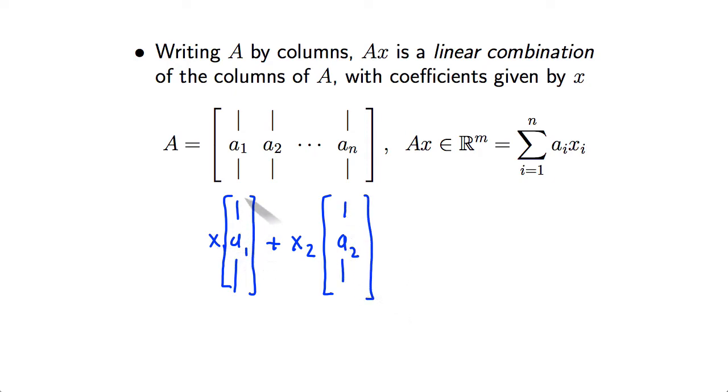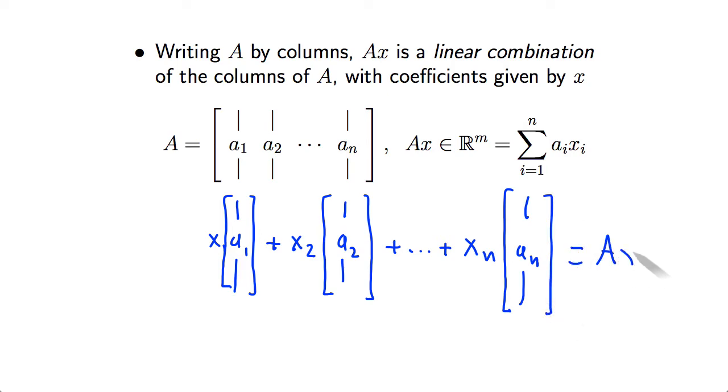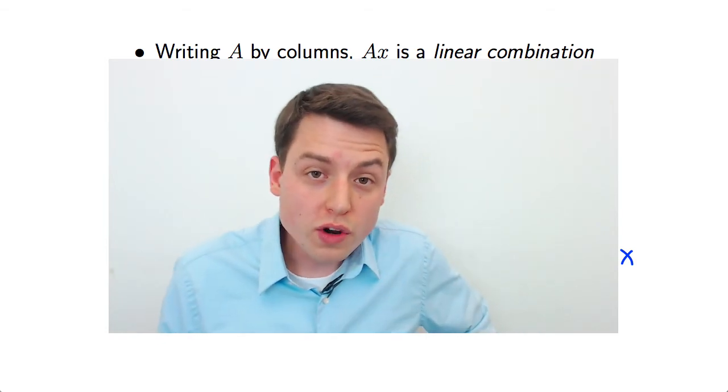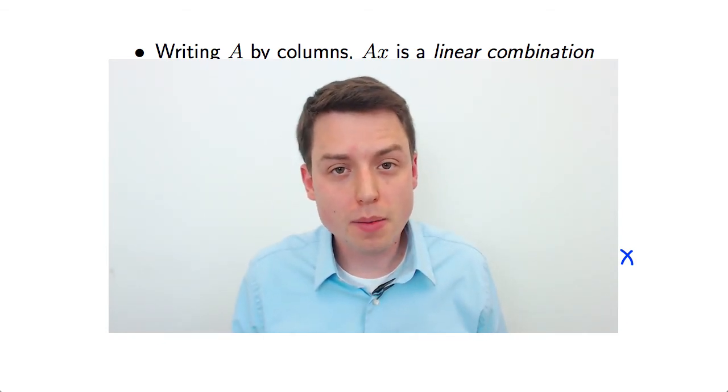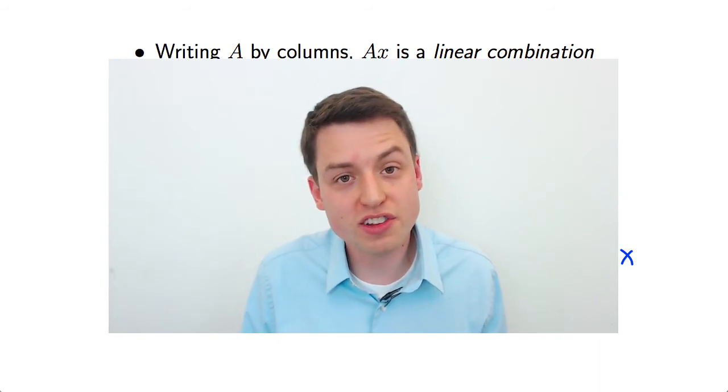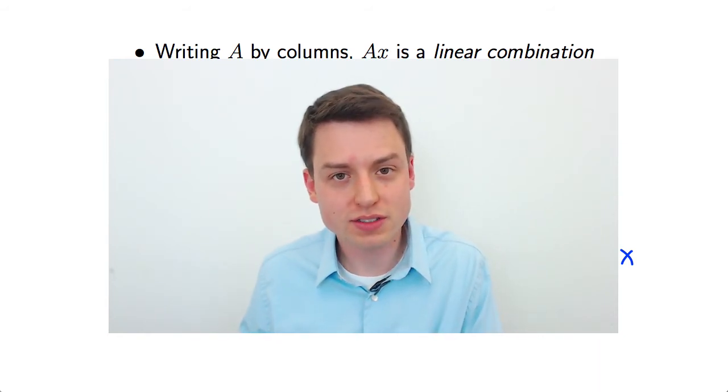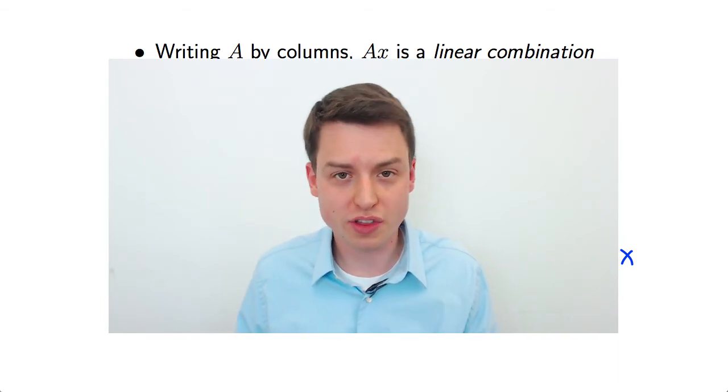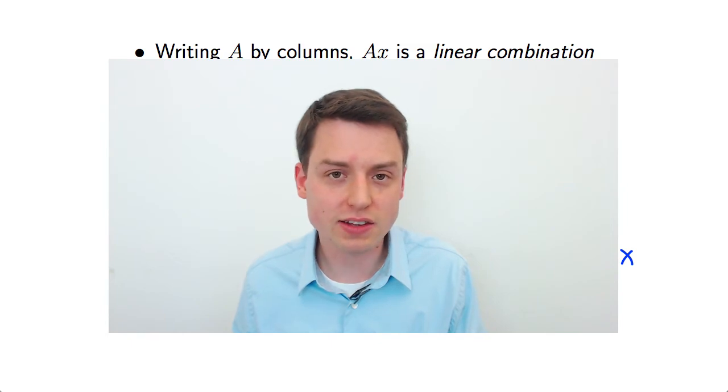So we have here x1 times a1. Remember, x1 here is a scalar, so a scalar times a vector would just be scaling every element in that vector by x1. And we're doing this all the way to xn times an. This equals A times x. So of course, these two ways of writing the matrix vector product A times x are equivalent. They both follow from the same definition of matrix multiplication, so they give, of course, the same answer for what A times x is.